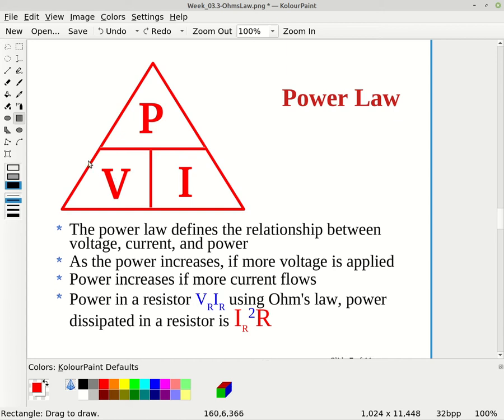If we wanted to find the voltage but we knew the power, then we could divide the power by the current to give the voltage. If we wanted to find the current and we knew the power and the voltage, we cover up the current, so we take power divided by voltage. Now, since Ohm's law tells us that current times resistance is voltage, we can actually calculate the power inside of a resistor by taking I squared times R.